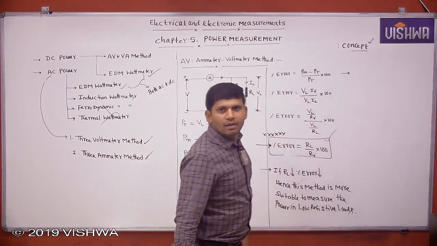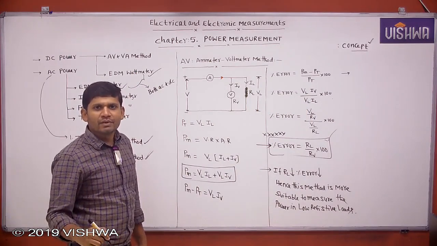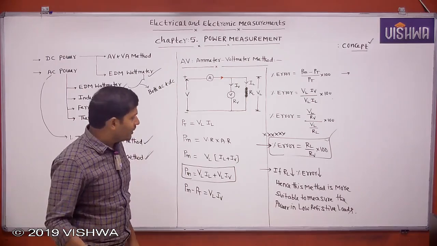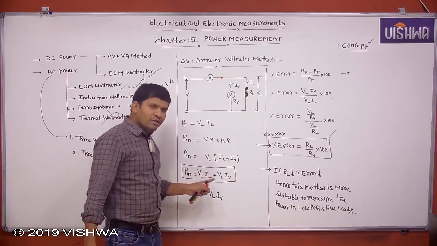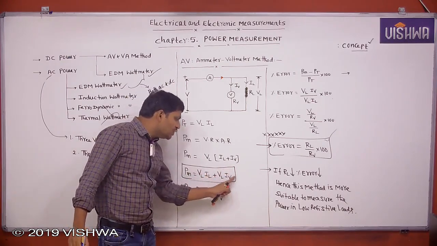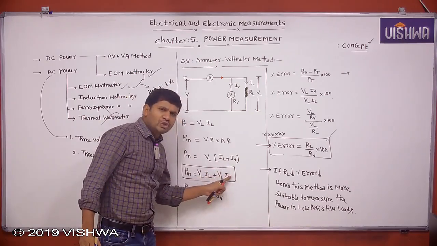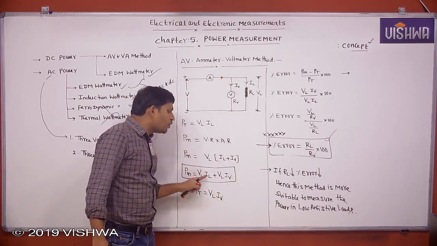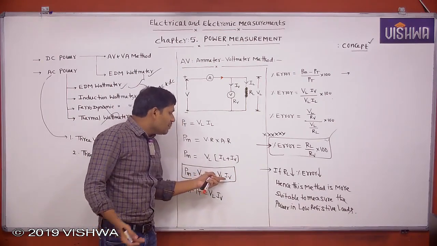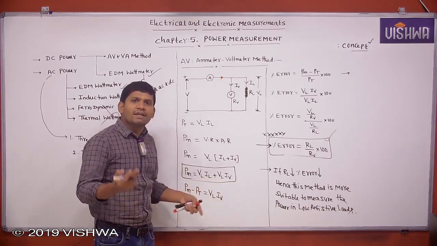Tell me, in this AV method, error is due to which meter? Is it error is due to voltmeter or ammeter or both voltmeter and ammeter? See one observation here. If the current taken by the voltmeter is 0, then we can get measured power equal to true power. Then error becomes 0. That's why the error is because of current taken by the voltmeter. That's why in this method, error is due to voltmeter.